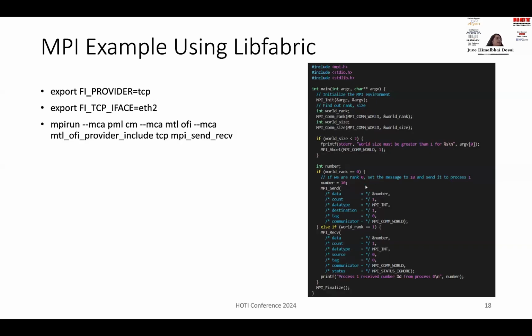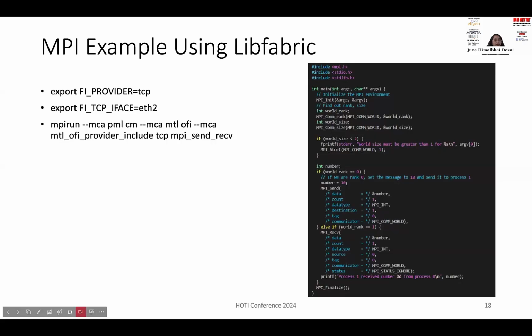What we are trying to do here is set the provider to TCP and interface to eth2. And this is the command that we'll use to run our example. We'll show how we send the message, and then we'll see how the transmit and receive packet counters on the eth2 interface work.